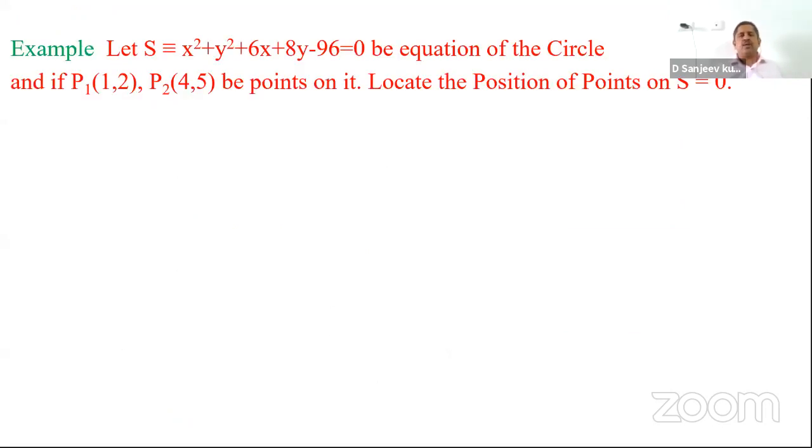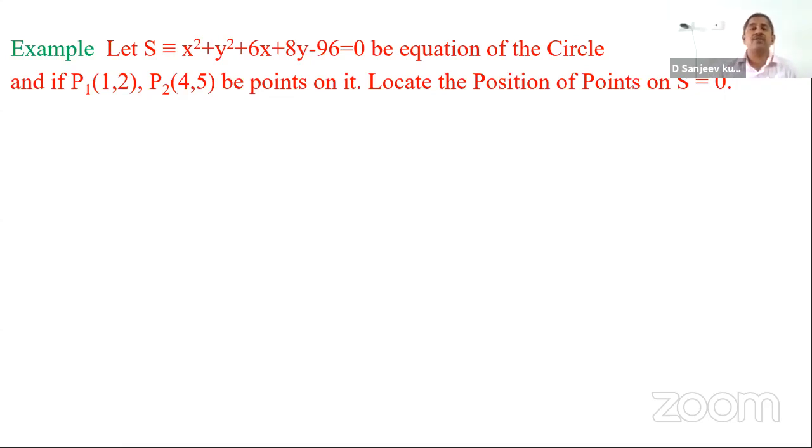Okay, so let us take a small example. We have taken a circle equation here as x square plus y square plus 6x plus 8y minus 96 is equal to 0. Now we have taken a point (1, 2) and another point (4, 5). What we are going to do is locate the position of the points with respect to S equal to 0, whether it is in the interior of the circle, in the exterior of the circle, or on the circle.